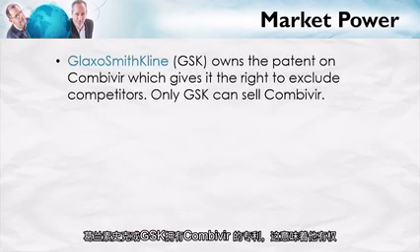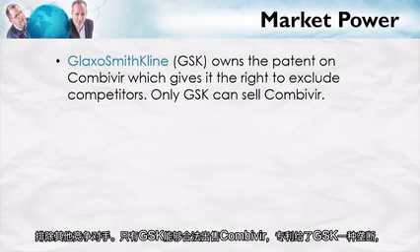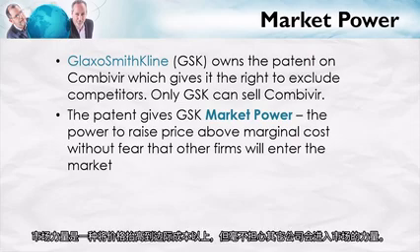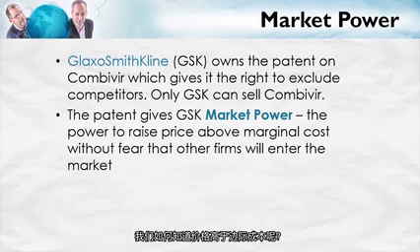GlaxoSmithKline, or GSK, owns the patent on Combivir, and that means that it has the right to exclude competitors. Only GSK can legally sell Combivir. The patent gives GSK a monopoly, or more generally we say it gives them market power. Market power is the power to raise price above marginal cost without fear that other firms will enter the market.